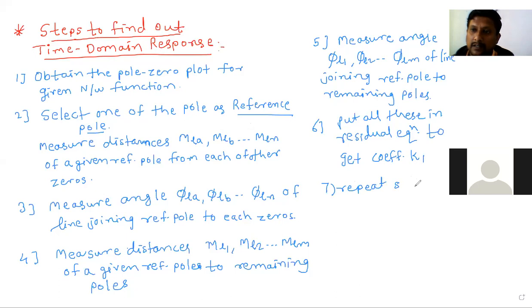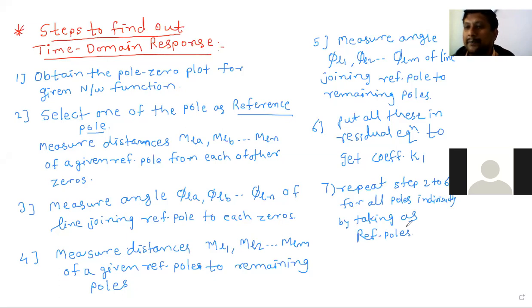Repeat step number 2 to 6 for all poles individually, by taking each as a reference pole. प्रत्येक पोल आपल्याला रेफरन्स पोल कन्सिडर करून हे स्टेप रिपीट करायचे टू फाइंड कोएफिशिएंट्स K1, K2 up to Km. जेवढे पोल्स असतील तेवढे तुमचे कोएफिशिएंट्स येणार, K1, K2 up to Km.